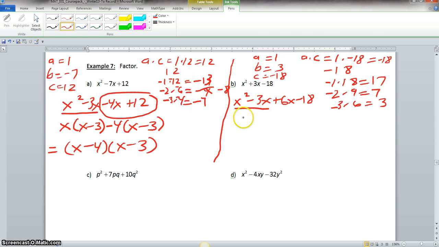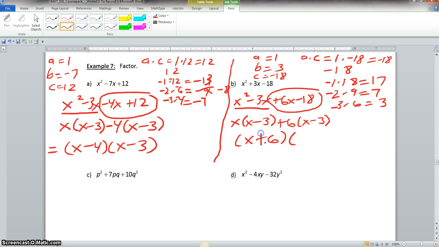So we add x squared minus 3x plus 6x minus 18. We group the first two terms. We can factor out an x, and we add x minus 3. We group the second two terms. We can factor out a positive 6, and we add x minus 3. So in one of our parentheses, we have x plus 6, and in the other parenthesis, we add x minus 3.